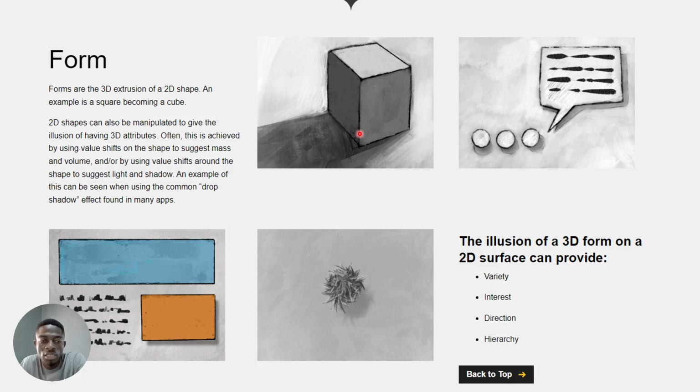So we can also use our 2D object, but make it have the form of a 3D object. And how do we do this? One way is to understand how shadows are created. In understanding how shadows are created, you have to understand what the source of light is. Once you have your source of light, once you know where your shadow is supposed to go, you can then make a form out of anything.